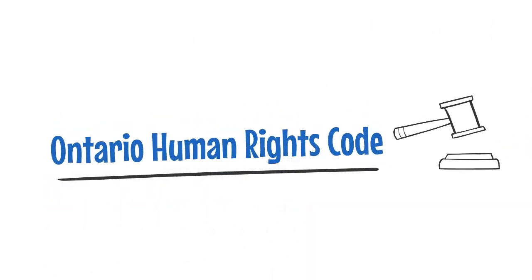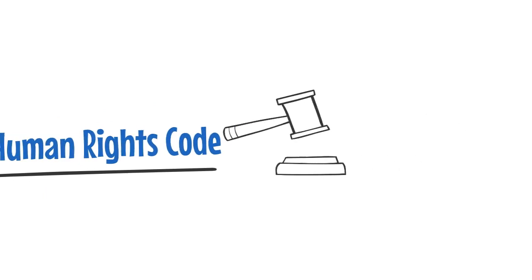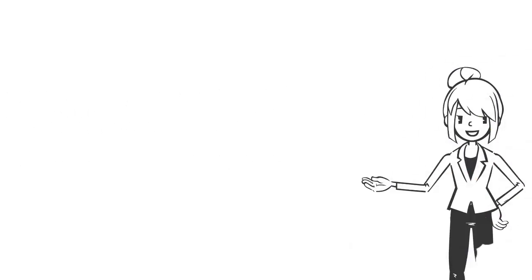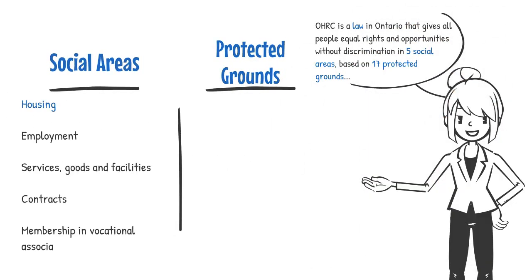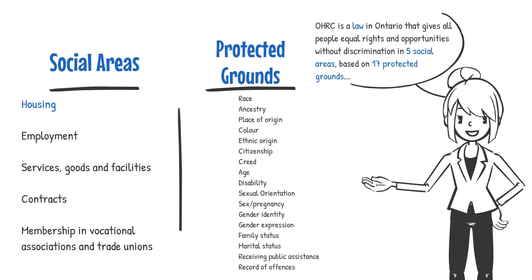Ontario Human Rights Code. The Ontario Human Rights Code is a law in Ontario that gives all people equal rights and opportunities without discrimination in 5 social areas based on 17 protected grounds. One of the 5 protected social areas is housing.